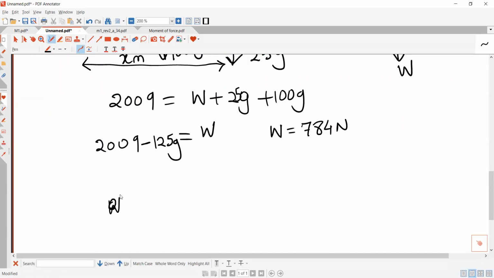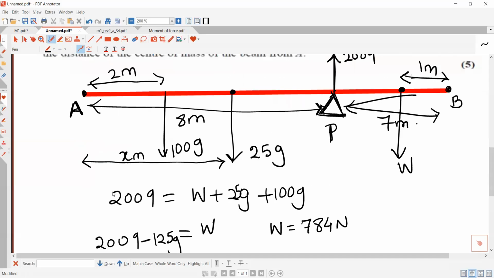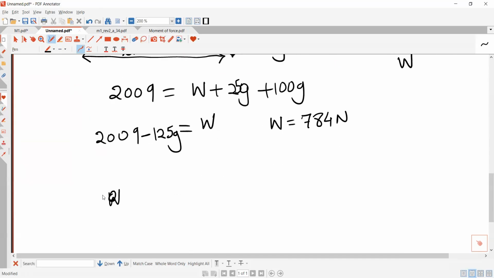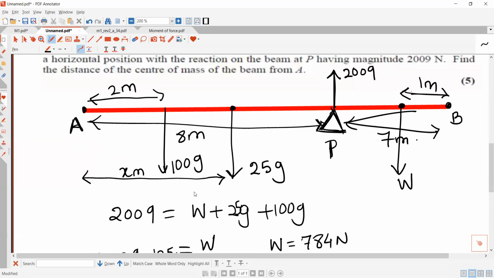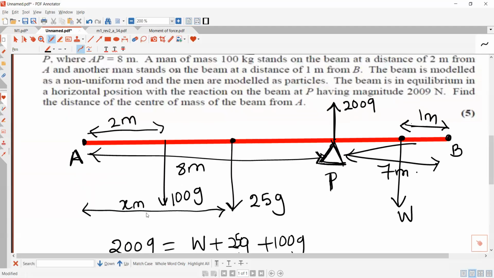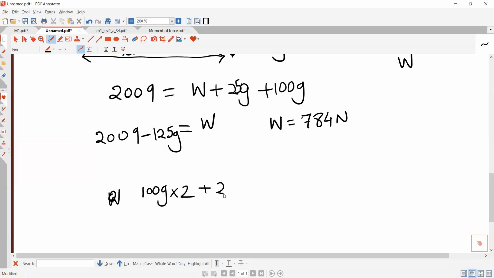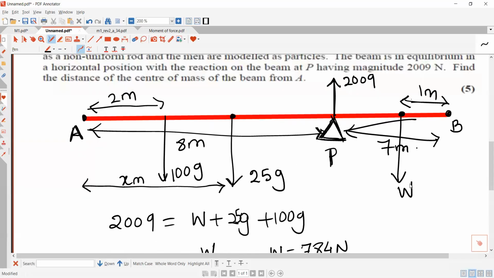W equals to, sorry, let's do clockwise now. What is it? 100G into 2. Please let me know. 100G into 2. Okay then, 25G. How much is this? We don't know. X, clockwise. 25G into X. We don't know. There are 3 clockwise moments. How much is this? W.